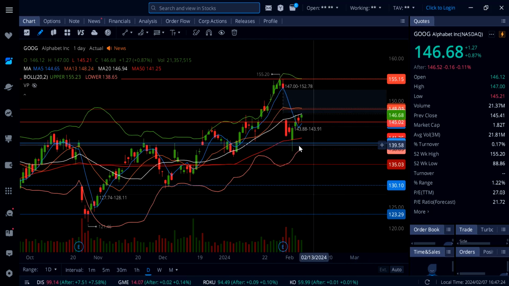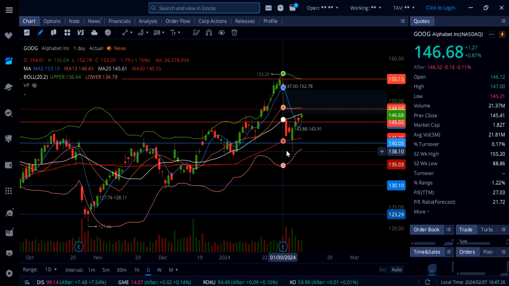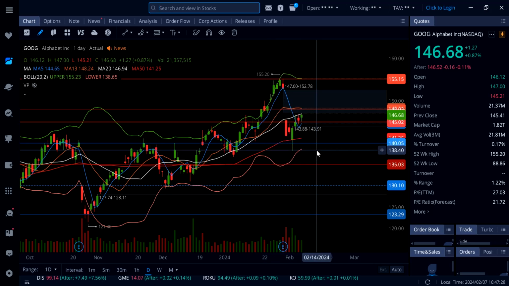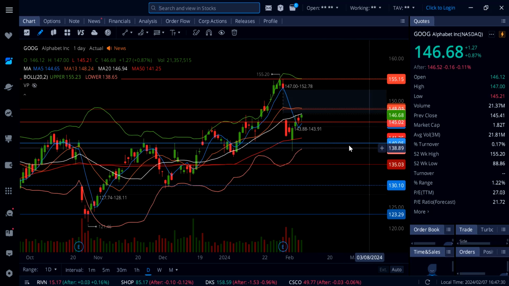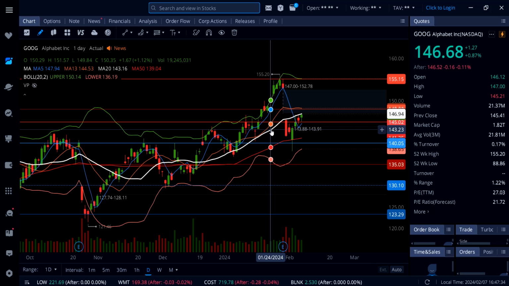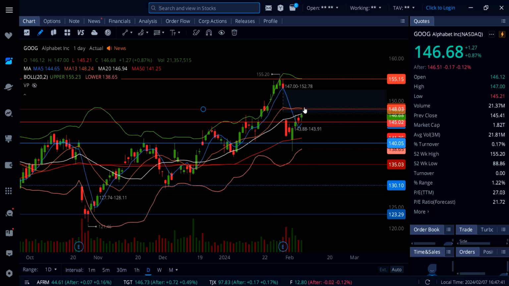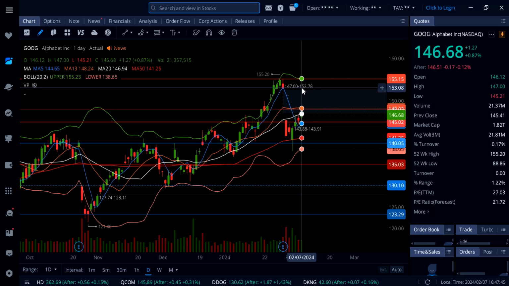So if you actually call this move, you got a $7 move to the upside on Google so far today. Now here on Google, you can see it's actually struggling right here at the 20-day moving average, 147 pretty much. If 147 breaks, we also have resistance at 148, and then this thing can move all the way up to this gap, 152.78.